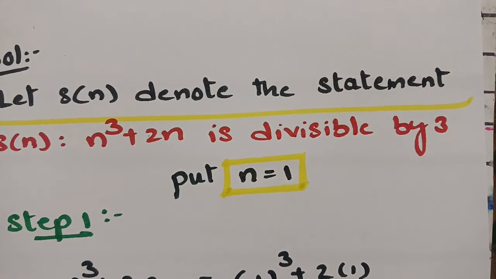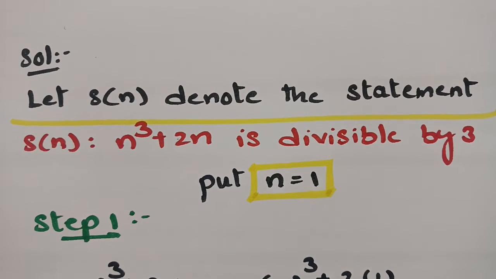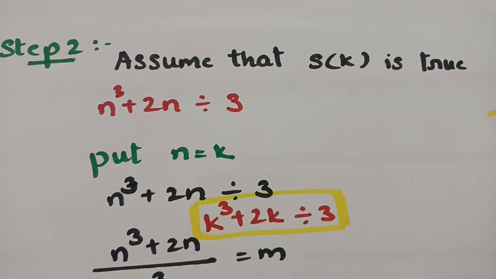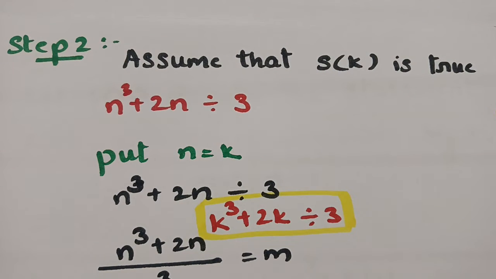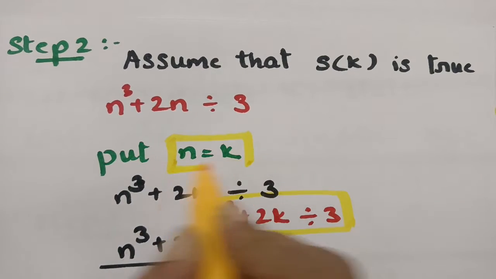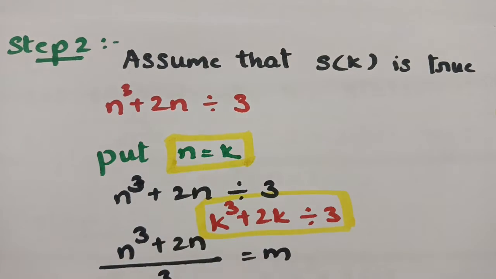So according to mathematical induction, we have to check with n is equal to 1 first. And later in step 2, we have to assume that S of k is true. Which means that we have to put n is equal to k in the given statement, that is n cube plus 2n, which is divisible by 3. See here, if you keep n is equal to k here, this will be k cube plus 2k, which is divisible by 3. So this is very important that k cube plus 2k is divisible by 3.